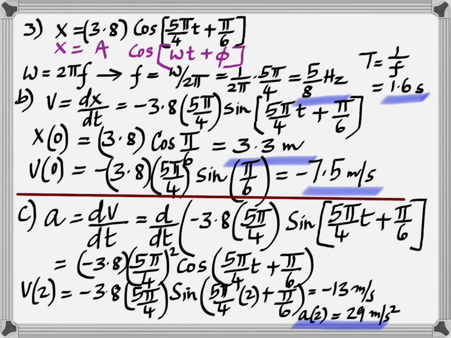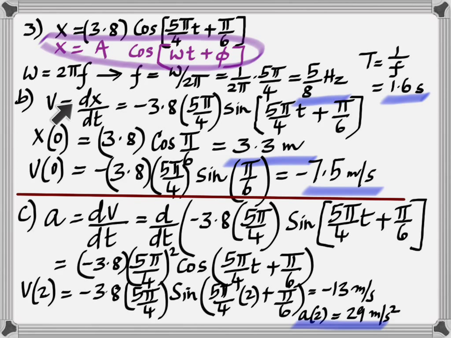Number three, first x is given. You compare it with the general equation, and you can immediately see that omega is in place of 5 pi by 4. So omega is 5 pi by 4. And frequency is omega by 2 pi, so that gives you 5 by 8. And time period is the reciprocal of frequency.